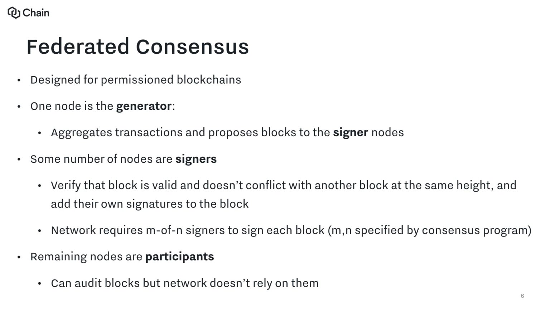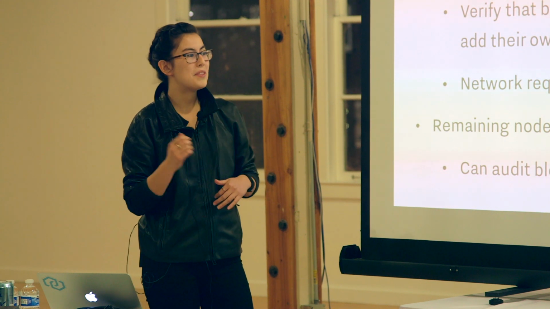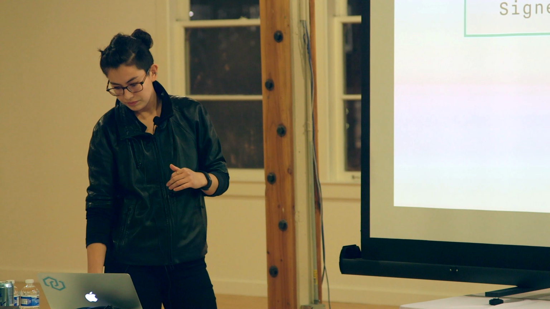And once the generator has a block that has received M of N signatures, it then publishes it to the network, where M and N are network level consensus parameters that can be configured on a network by network basis. So in this system, all of the other nodes are participants. That is to say, they can validate and verify transactions and blocks, but their approval isn't necessary for them to be published to the network.